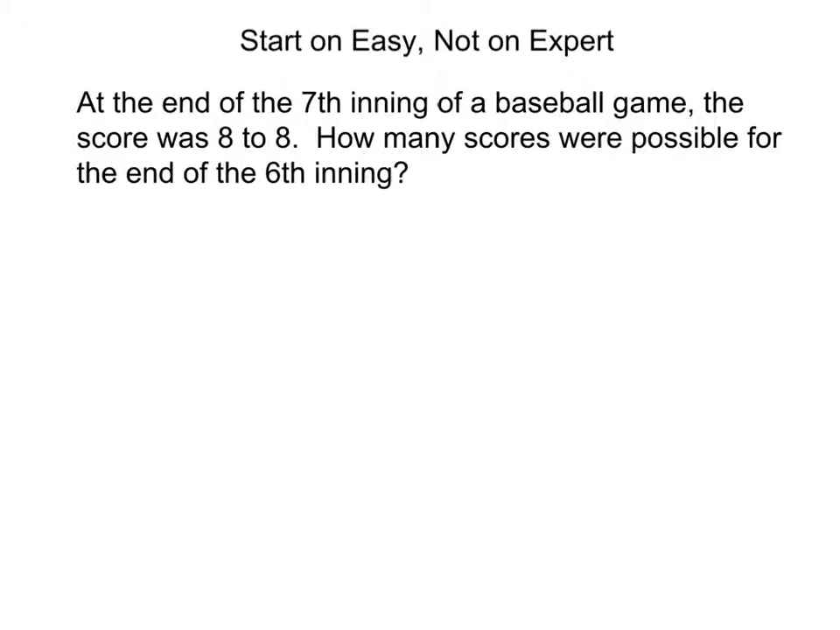When you have a problem that has lots of big numbers or lots of numbers, don't start on Expert. Make the problem easier somehow and work back up to Expert until you see the answer to the problem. So in this problem we have the end of the 7th inning of a baseball game. The score was 8-8. How many scores were possible at the end of the 6th inning, the previous inning?